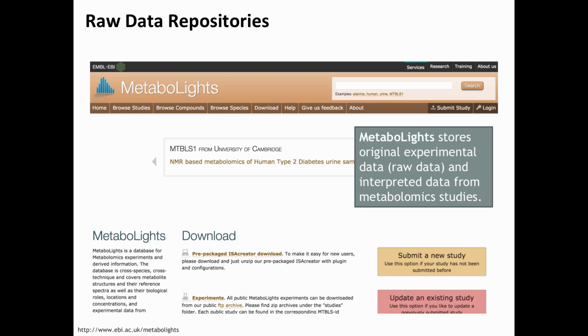And that is where OpenMS comes in handy, because with these workflows, you can generate mzTab files. And mzTab is the standard format that can be used for data deposition in MetaboLights.